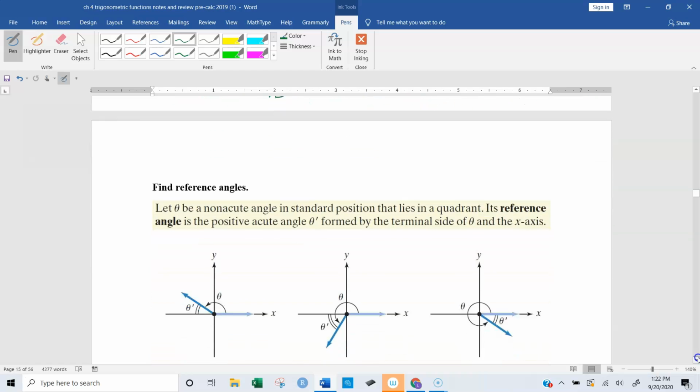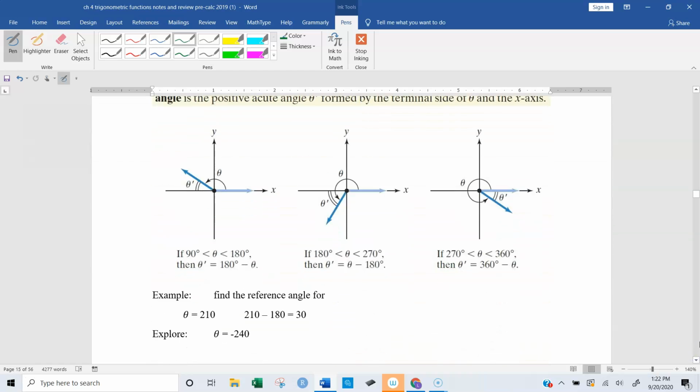Okay, let's continue on. This is what I was talking about, a reference angle. A reference angle is how you get back to the x-axis. So the x-axis is the one that is important. So how close am I to x? So if I go here, theta, I am from here to here away from x.